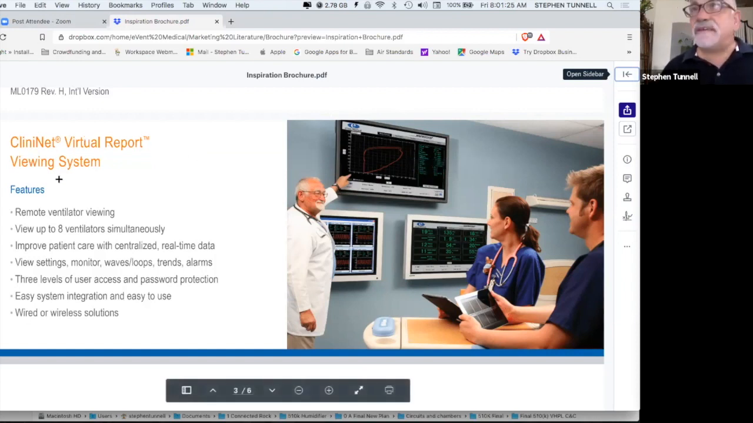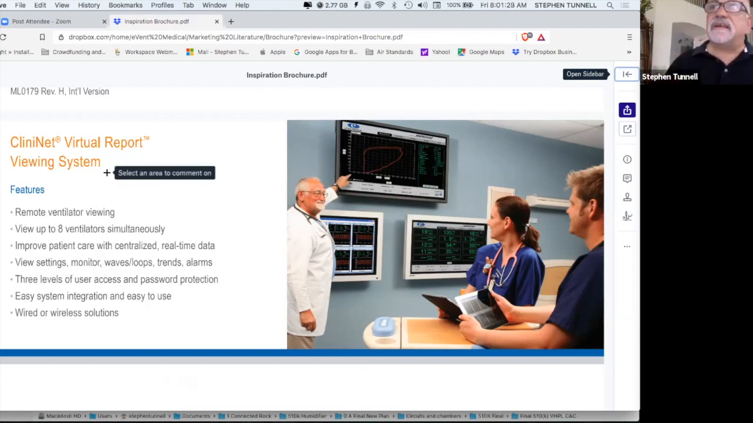We have the IP for this, and internationally it's an okay feature. In the US, it's a knockout feature. The ability to see your ventilator remotely is really important.